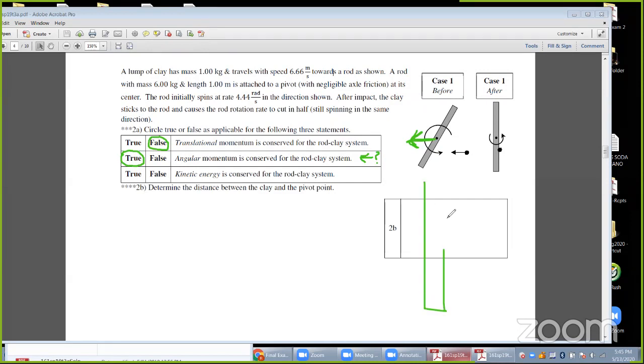Yeah, because the same thing would be true if you did it like this, right? The pivot would exert a force, but it exerts no torque. How about kinetic energy? Is energy going to be conserved here? That's right. False. We lose energy in the deformation of the clay. Nice job. Okay, so now how would you do this? What type of problem?